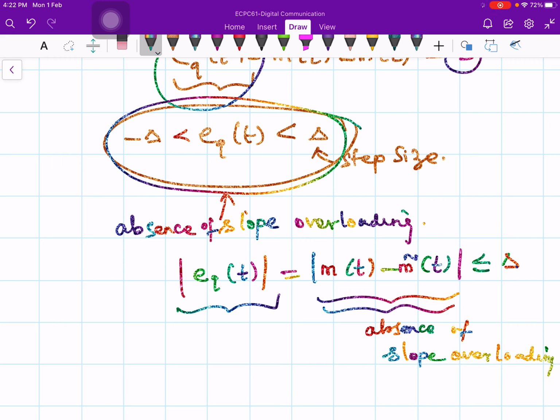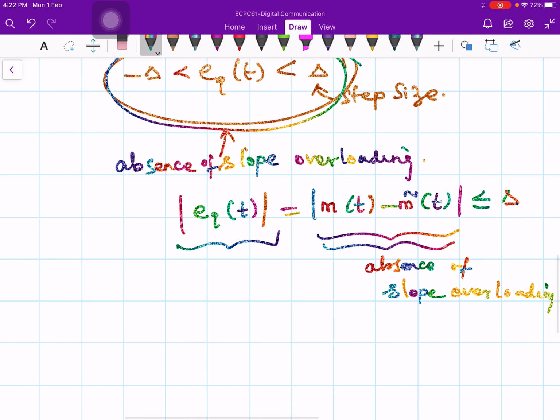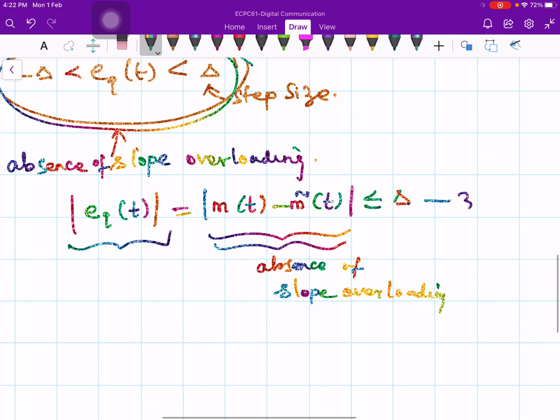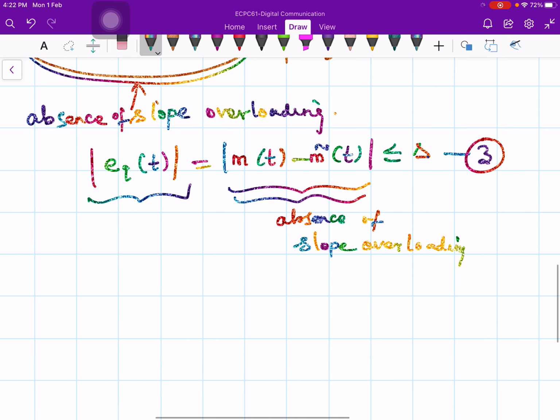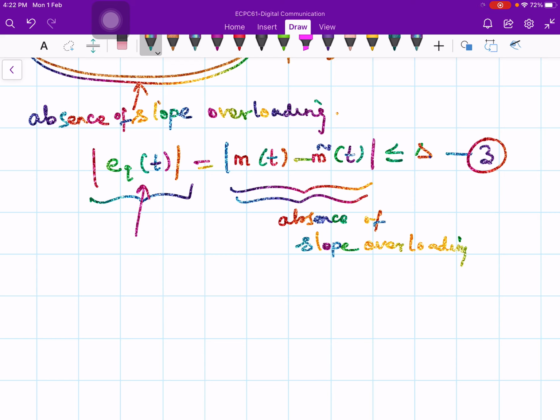So one has to remember this. Let me call this equation 3, and this equation 3 is valid only in the absence of slope overloading. Now, to be able to obtain the quantization noise for this case, this is noise, and this noise occurs due to this delta modulator.